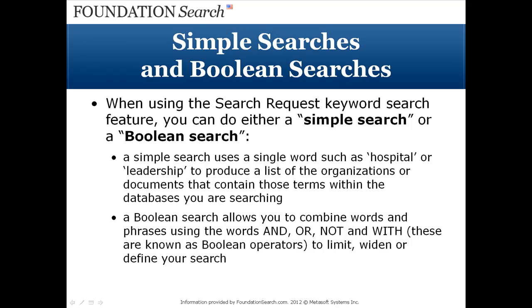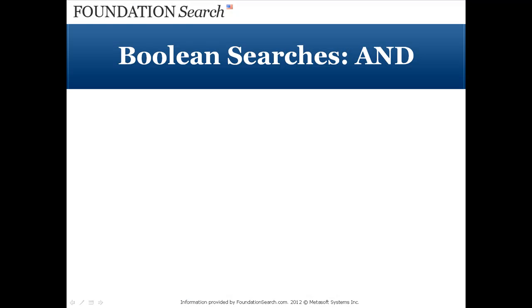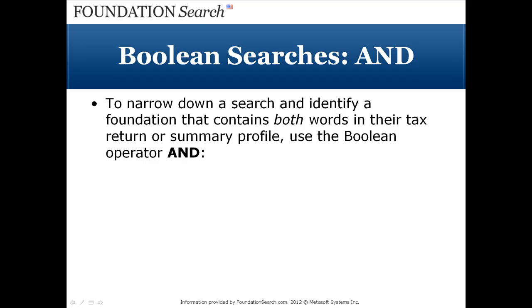A Boolean search allows you to combine words and phrases using the words and, or, not, and with, these are known as Boolean operators, to limit, widen, or define your search. To narrow down a search and identify a foundation that contains both words in their tax return or summary profile, use the Boolean operator AND. Hospital and Miami.